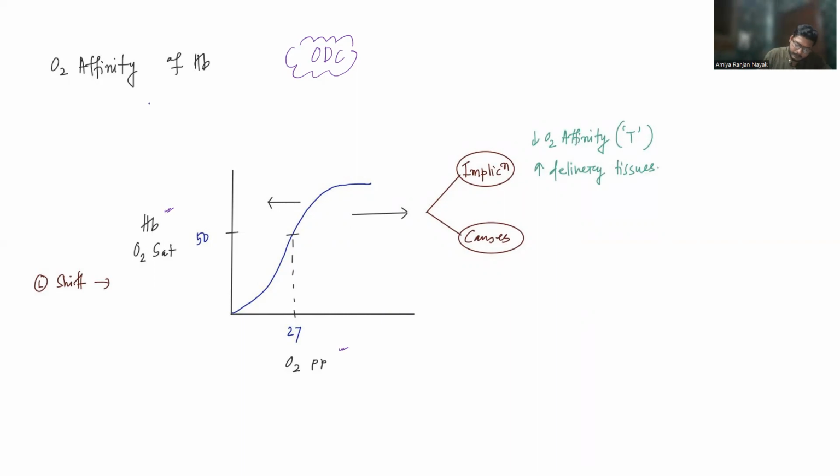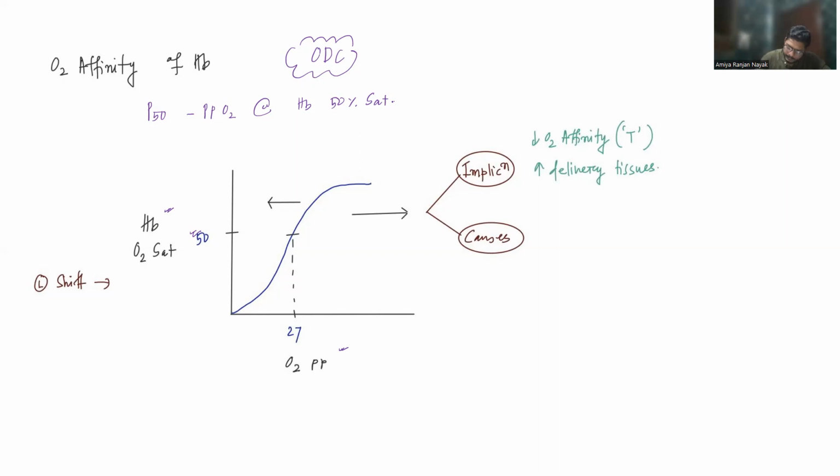Now there is a concept of P50. What is P50? As you can see here, P50 is the partial pressure of oxygen at which hemoglobin is 50% saturated.